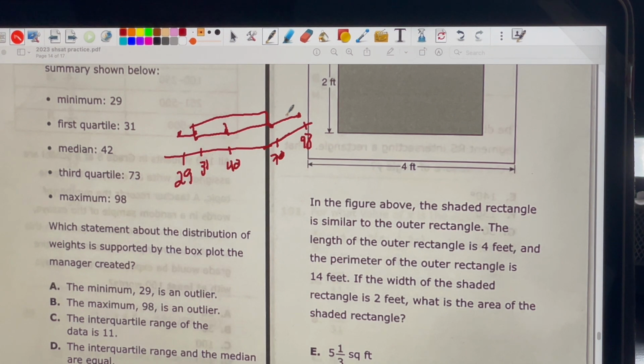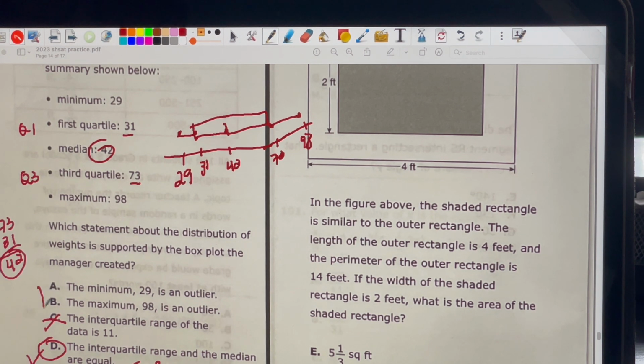The interquartile range of the data is 11. No, because the interquartile range is 73 minus 31. So this I'm going to throw away right now. The interquartile range and the median are equal. Well, let's do the interquartile range. Interquartile range is Q3 minus Q1, which is 73 minus 31, which is 42. So the IQR is 42, and the median happens to be 42 as well. So this is the right answer.